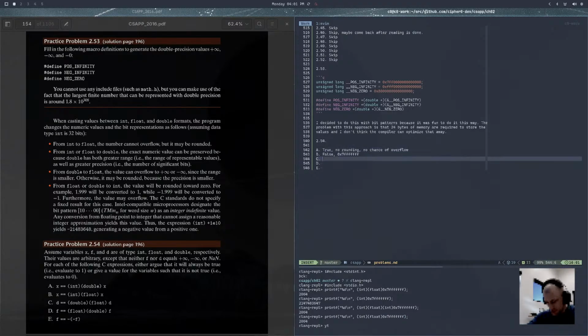All right, C. So that is (double)(float)d. So you're going from a double to a float back to a double. False, loss of precision. I'm not even going to give a counter example. This will be false. Loss of precision.